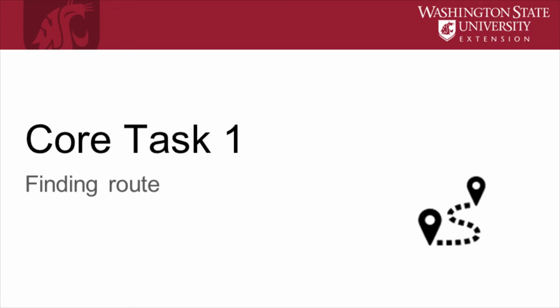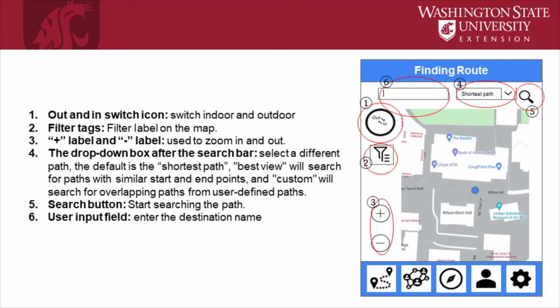Our first core task is finding route. Here is our main interface. When the user opens our app, they will see the campus map takes up most of the screen, and also a top navigation bar, an auxiliary toolbar on the left-hand side, and the main function toolbar at the bottom.